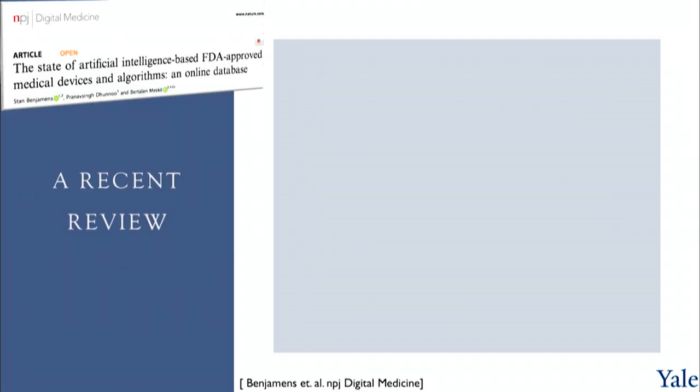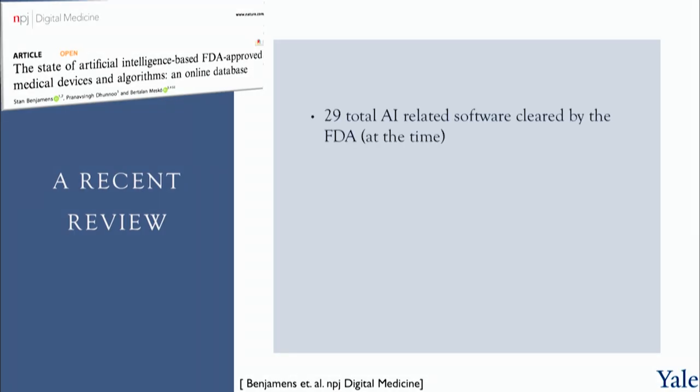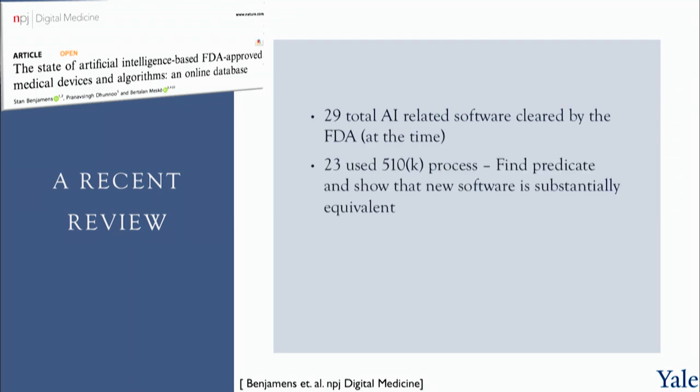So in a recent review paper by Benjamin et al., and you can see the paper in the top left-hand corner of the slide, they reviewed the state of AI-based FDA-approved medical devices and algorithms. This was a couple of years ago, and at the time there were 29. This paper has a live table, so if you go online and look them up, you'll see that there is more software listed there now. Of these 29, 23 used the 510K process, so they found a predicate, and they demonstrated the new software is substantially equivalent. 5 used the De Novo process.